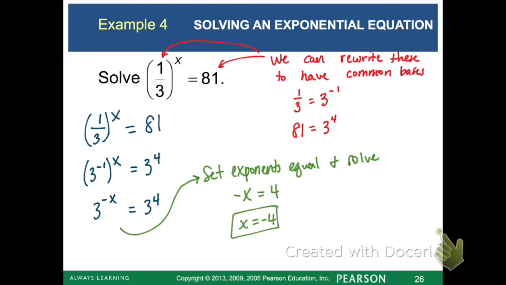We could check this by plugging into our calculator 1/3 to the negative 4th power. Don't forget parentheses around the 1/3. And we would get out 81.